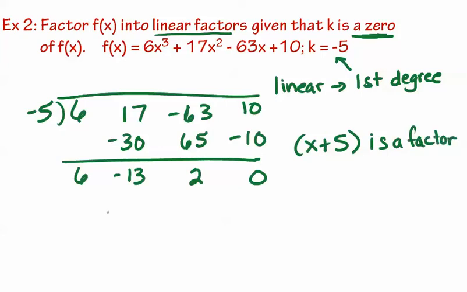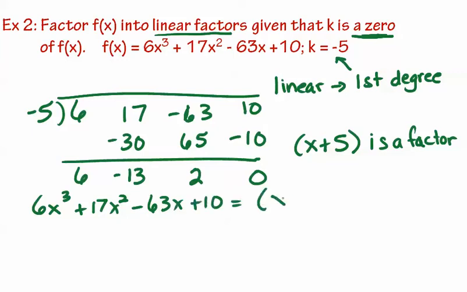And what's our remaining factor? Well, here's what we found out. 6x cubed plus 17x squared minus 63x plus 10 is equivalent to x plus 5 times, and now our remaining factor comes from our coefficients here in the bottom. That's what synthetic division tells us, is we've located one factor, and not only that, but now we know the remaining factor. And now we need to break that one down.